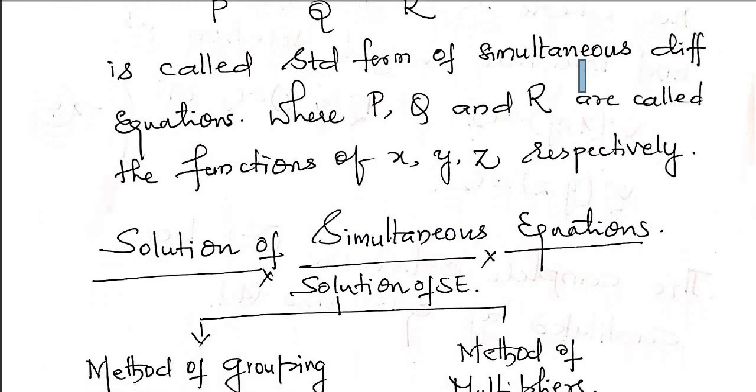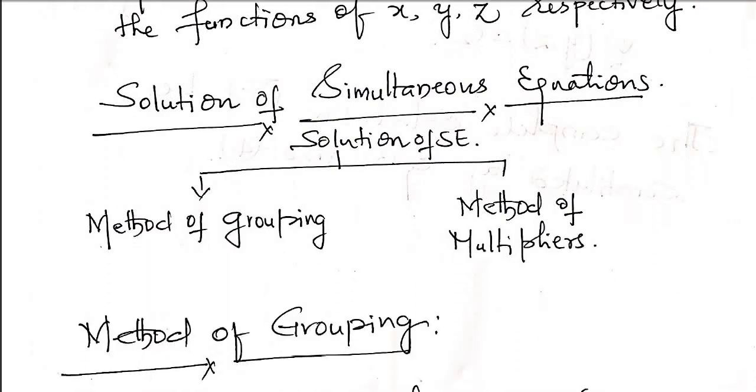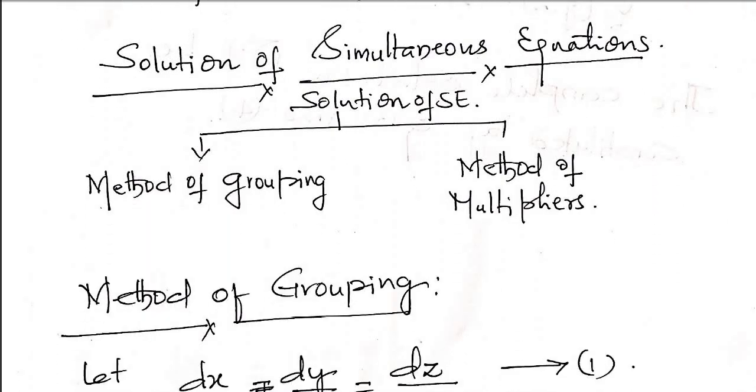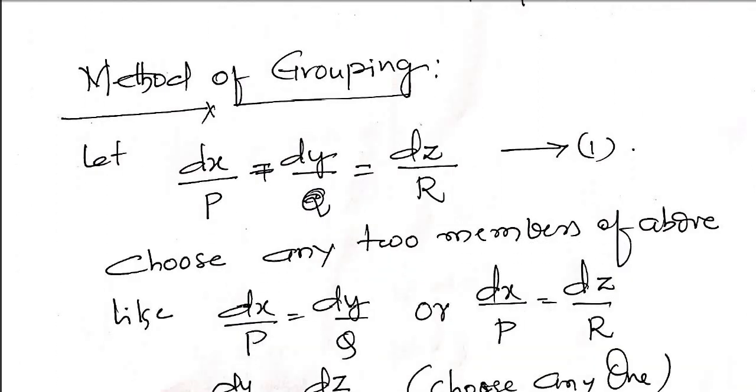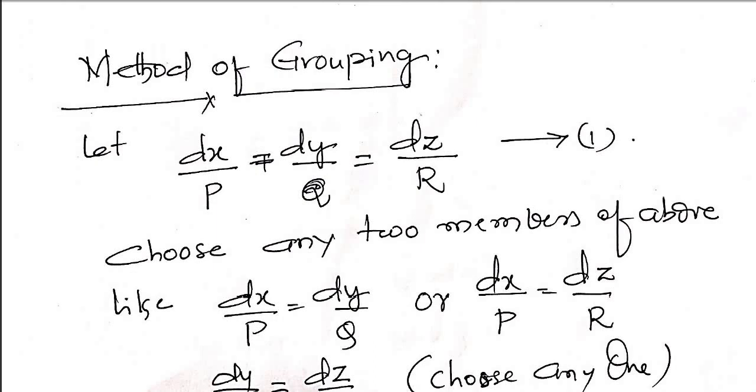Then we will come across the solution of simultaneous equations. How do we solve them? There are two methods: one is the method of grouping, another is the method of multipliers. So by two ways we can solve the simultaneous differential equation. Let me go to the method of grouping, and how it is carried out to solve the simultaneous differential equation.